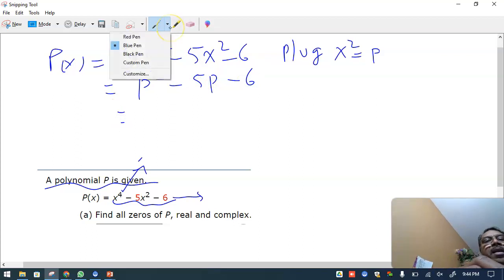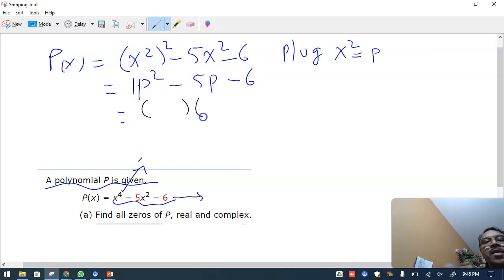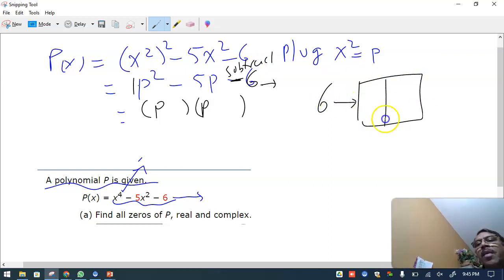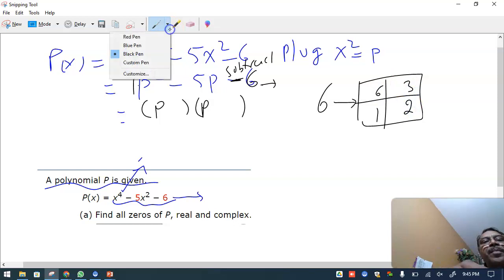The good thing is there's a 1, so you can easily write (p)(p), because p times p is p squared. Now here there's a minus 6, so we have to find a pair of factors of 6. So what are the factors of 6? I make a table. 1 times 6 is 6 and 2 times 3 is 6. So which of these pairs, if you subtract, will give you the middle term? Now how do you know to subtract? Because there's a minus sign, right? So minus means subtraction.